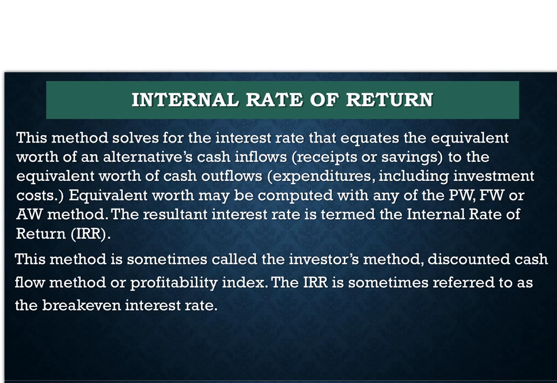In the internal rate of return, this method solves for the interest rate that equates the equivalent worth of an alternative's cash inflows, receipts or savings, to the equivalent worth of cash outflows, expenditures including investment cost. Equivalent worth may be computed with any of the present worth, future worth, or annual worth method. The resultant interest rate is termed the internal rate of return. Any method can actually be used, but you will just focus on the present worth method. This method is sometimes called the investor's method, discounted cash flow method, or profitability index. The IRR is sometimes referred to as the break-even interest rate.